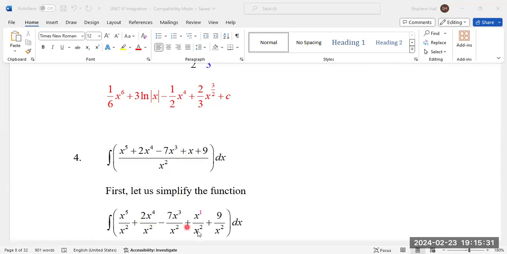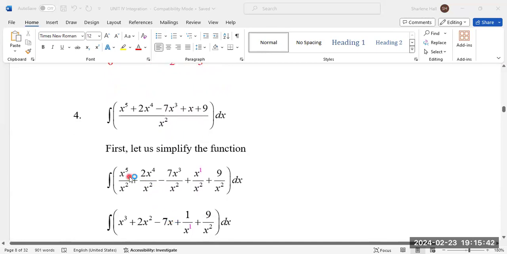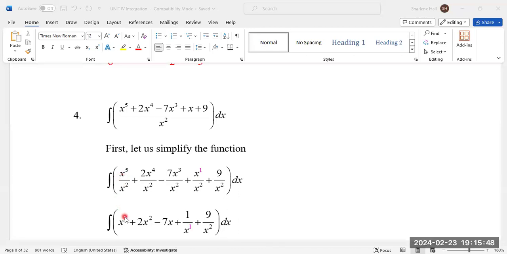Having given you a push start to the question, I want you to take it from here. Well, let me give another line. When I simplify this, x to the 5th divided by x squared is going to be x cubed. The x squared cancels and leaves 2x squared up here. 2 of these will cancel into 2 of these and just leave negative 7x. This one will cancel into 1, so we're going to leave 1 over x, and then I have a 9 over x squared. Take it from this line for me, please, and complete the question.